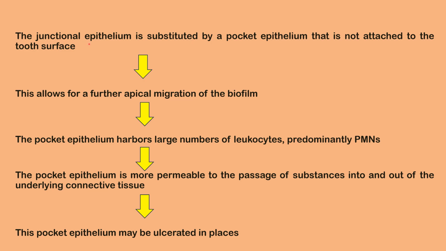Now the junctional epithelium is substituted by a pocket epithelium, which is not attached to the tooth surface. This allows the further apical migration of the biofilm. The pocket epithelium harbors a large number of leukocytes, mainly PMNs. It is more permeable than the junctional epithelium to the passage of substances into and out of the underlying connective tissue. This pocket epithelium may be ulcerated in places.